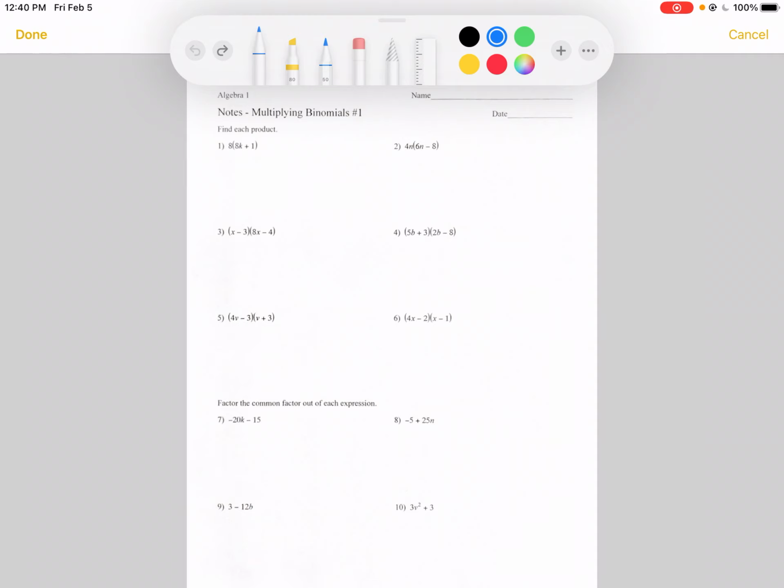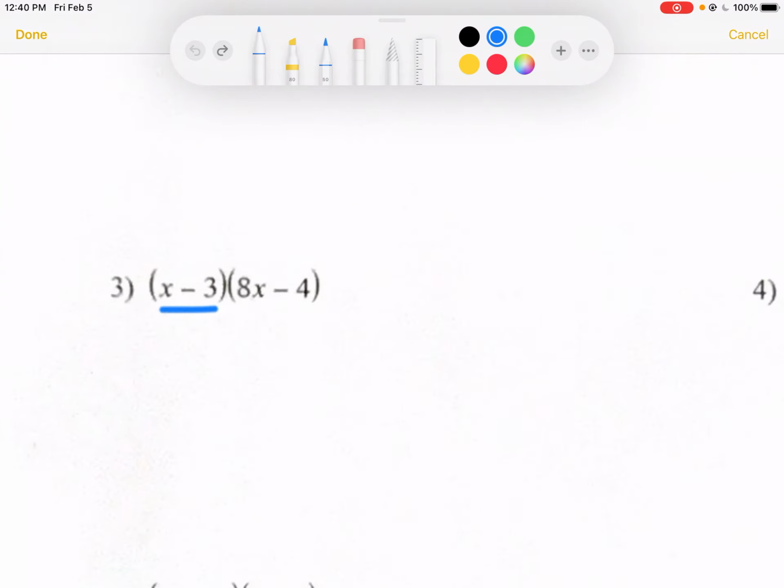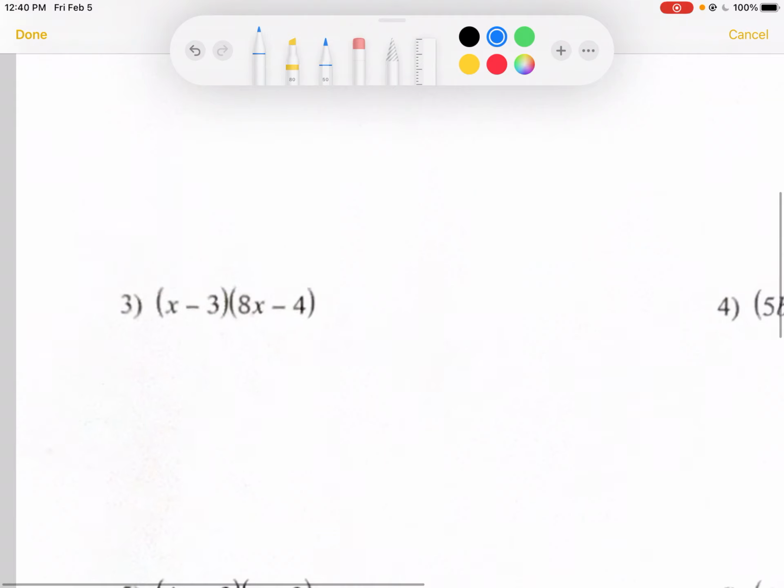First, we are doing some multiplication with binomials, which means that you have two terms here, right? Two terms here, that's a binomial. Two terms here, that's a second binomial. Okay, so we're multiplying binomials.